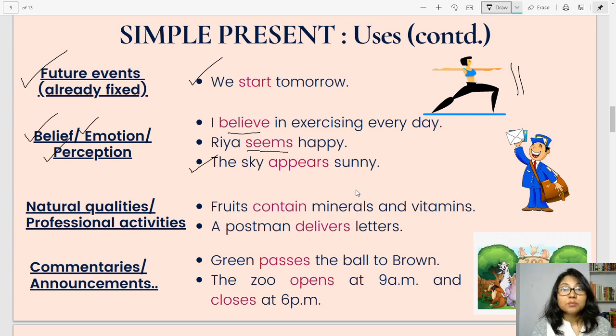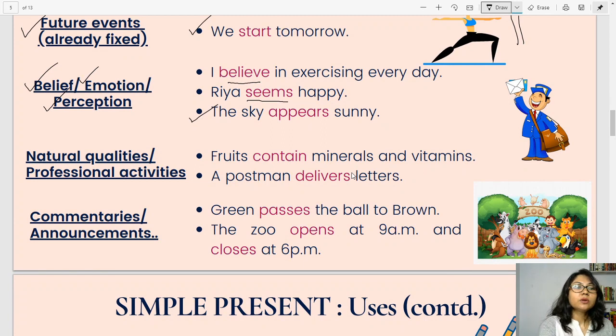Just see this lady. She's been exercising every day and so she has such a fit and fine figure. Ria seems happy. Okay, it's an emotion. The sky appears sunny. Something that appears. It's a perception. Okay, let's move on. Natural qualities or professional activities, they are also denoted. Fruits contain minerals and vitamins. Natural qualities of fruits. A postman delivers letters. Okay, so professional activity. Here we see a very, very happy postman, isn't it?